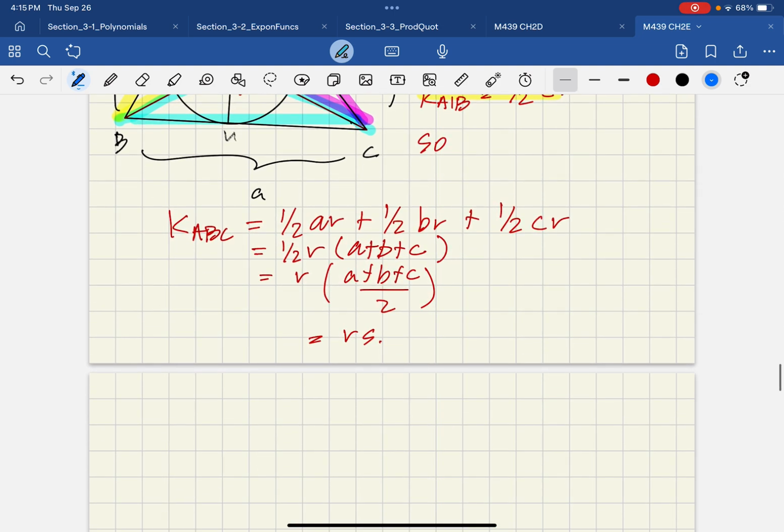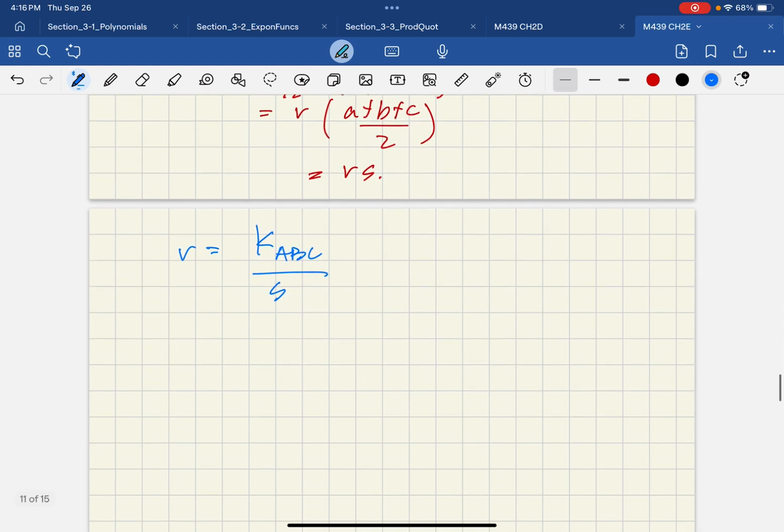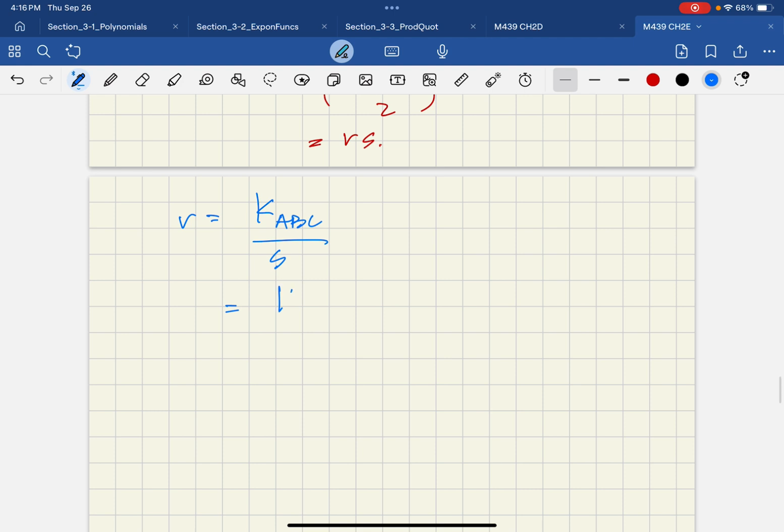So the second half would be to solve this for R. So R is going to be K of ABC over S, the semiperimeter, which we could say is the same thing as K of ABC over (A plus B plus C) over 2. Same thing as 2 K of ABC all over A plus B plus C.